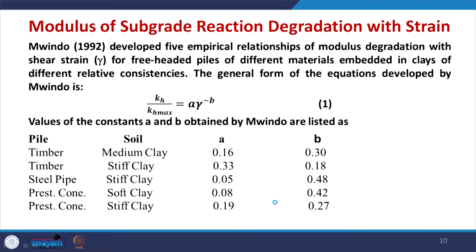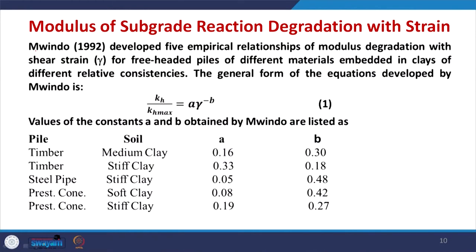It has been observed that there is a lot of effect of strain on clay, particularly on the modulus of subgrade reaction. As the level of strain increases, the modulus of subgrade reaction degrades. Or in other words, as the deflection increases, because when the deflection is more, it is expected that the strain is more. Higher the strain, you will get the degradation, and this degradation has been discussed here.